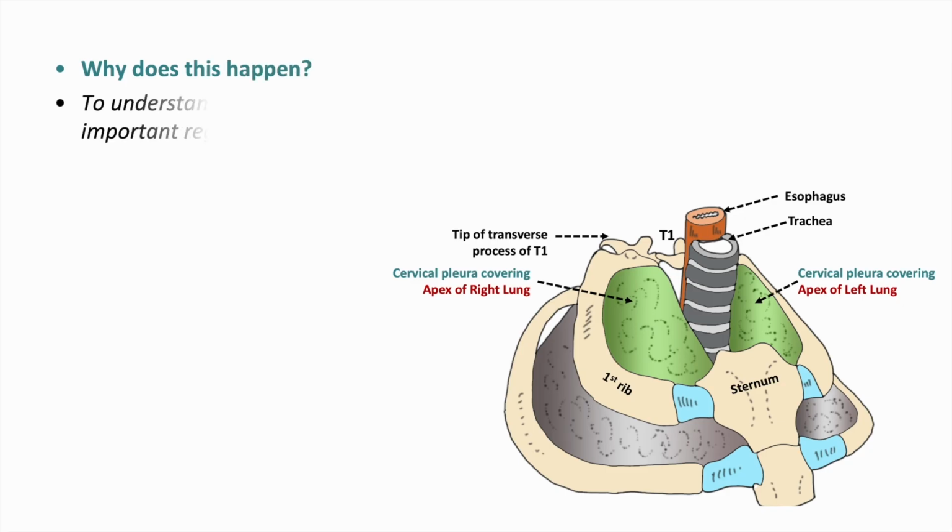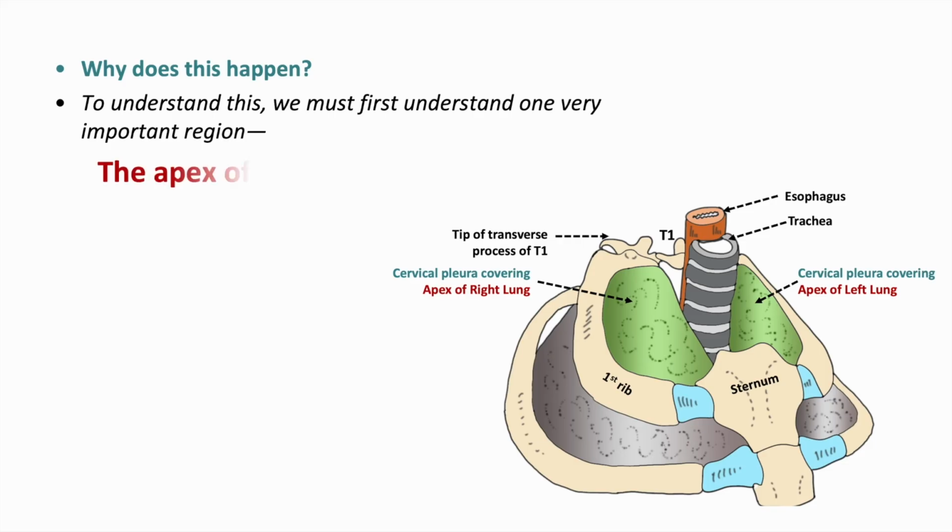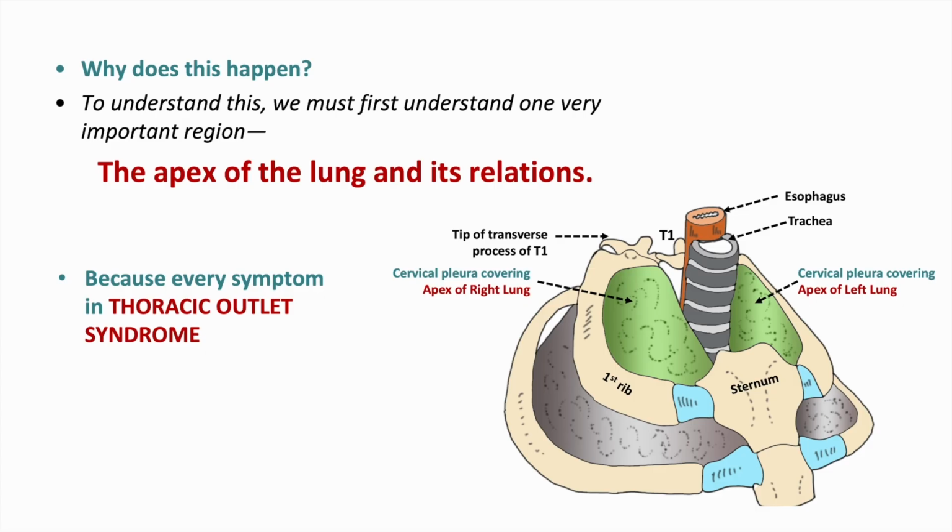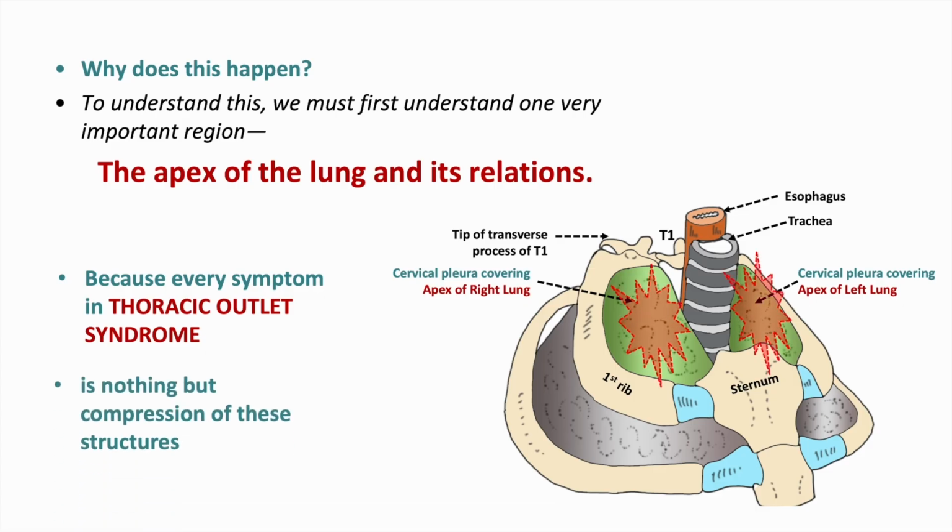Thoracic outlet syndrome sounds like an anatomical term, but in reality, it's a clinical problem. So, why does this occur? To understand this, we must understand the apex of the lung and its relations, because every symptom you see in thoracic outlet syndrome is nothing but compression of these structures.